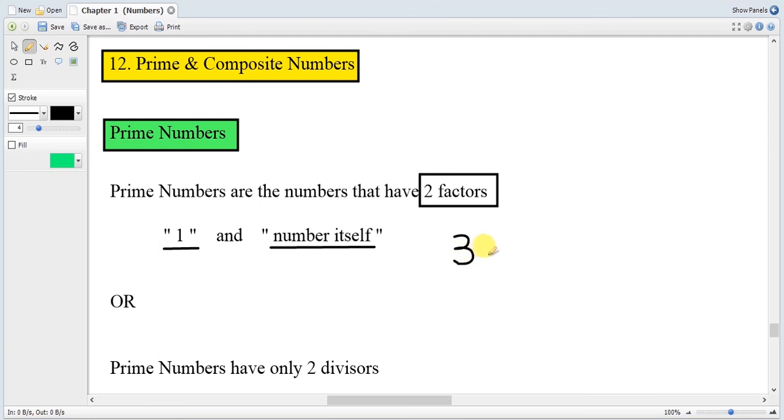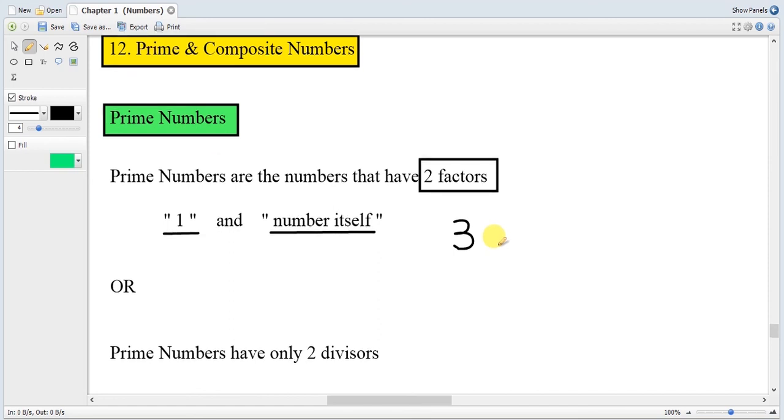So this number 3 can be divided by what numbers? Or let's do it this way. What two numbers, if you multiply them together, will give you 3? If division is hard for you, 1 times 3 is 3. Am I right? So see, number 1 is always a factor or a divisor or a multiple. So 1 times 3 is 3.